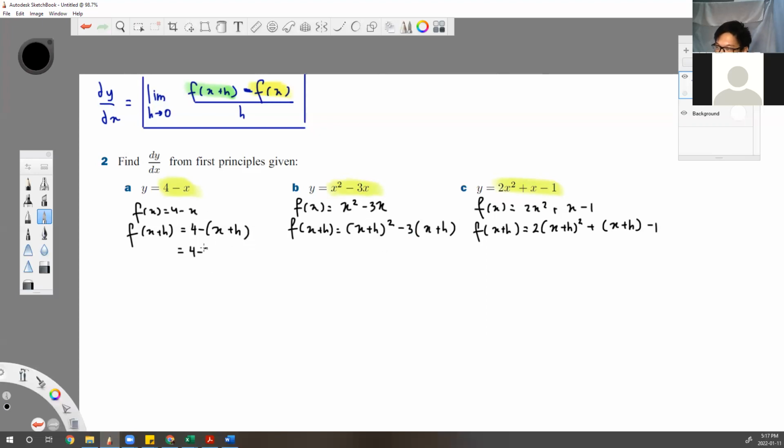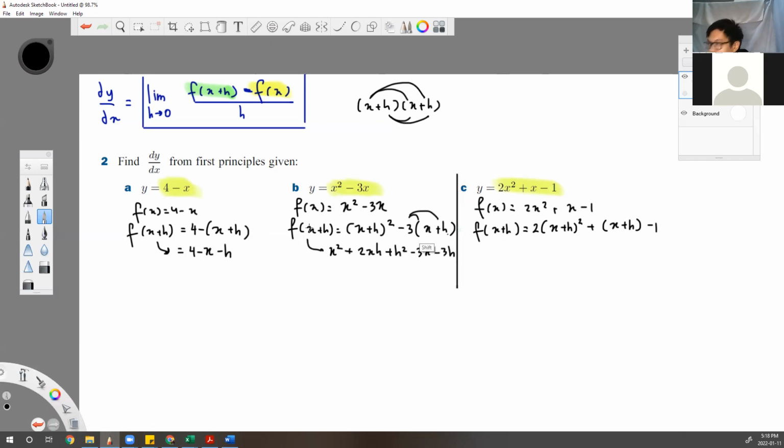Okay, 4 subtract x subtract h. That's for f(x plus h). And how about this? Expand. Oh my goodness, I hate this. x plus h squared. x squared plus xh plus xh, plus 2xh, right? Plus h squared minus 3x, open again, minus 3h, right?